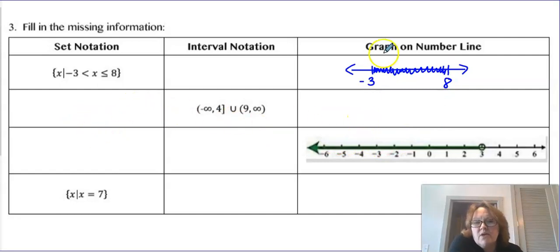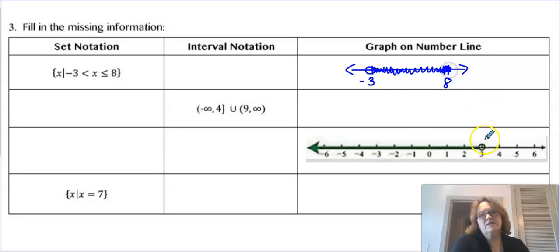What I have to decide, though, is do I have an open circle or a closed circle at each of these? Well, this says that -3 is less than x. It doesn't have that line under it, which means equals, that is also equal to. So this is going to be an open circle at -3. This one tells me it's going to be a closed circle at 8 because 8 is included.